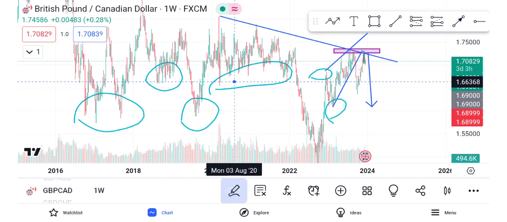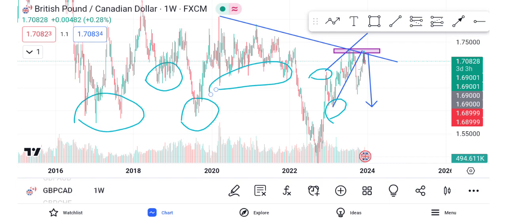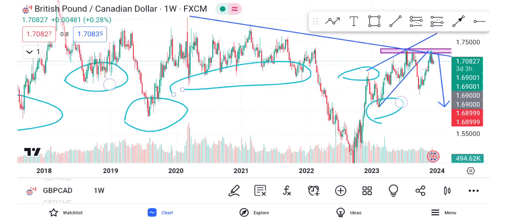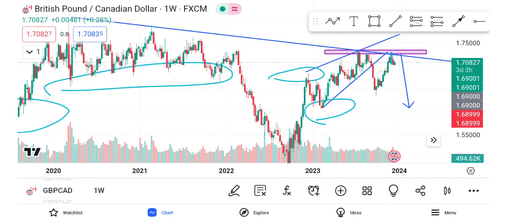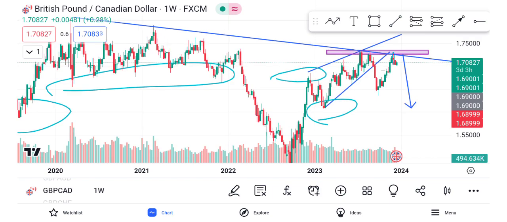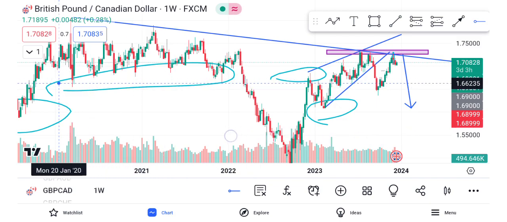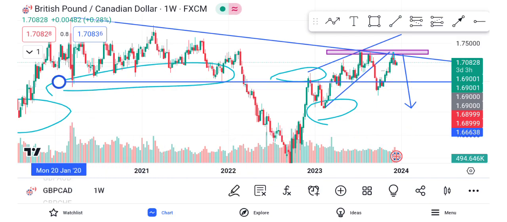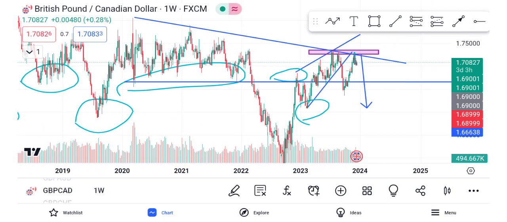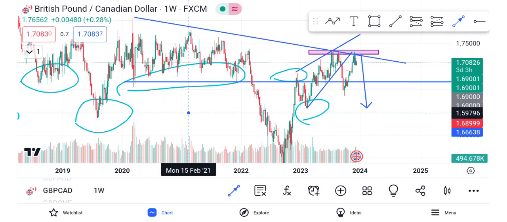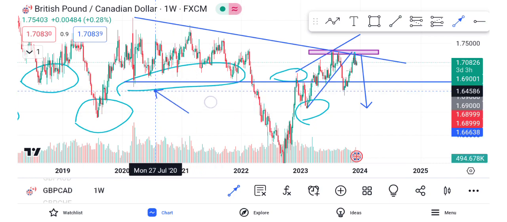when the price broke the rising wedge, if we zoom it out, when the price broke the rising wedge on our daily time frame, it has broken this point here. It has broken this point here.